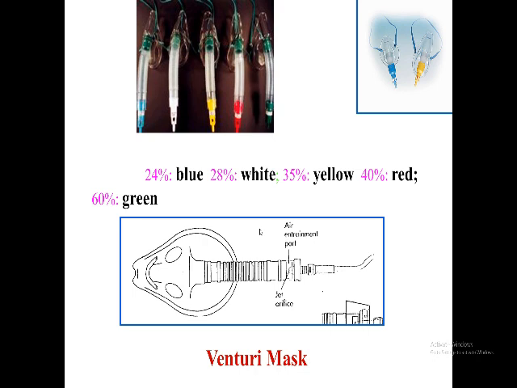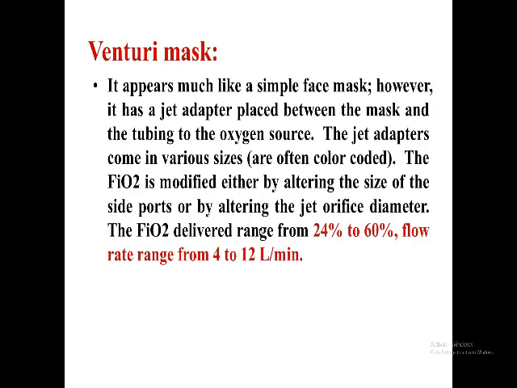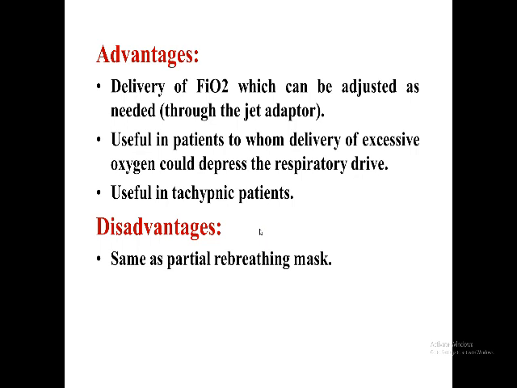So we come to the Venturi mask. The Venturi mask gives fixed performance, and it has multiple added colors like red, yellow, green, or blue, and each color has a specific oxygen concentration and oxygen flow. This is the Venturi mask. It delivers FiO2 ranging from 25% to 60%, with flow ranging from 4 to 12 liters per minute.